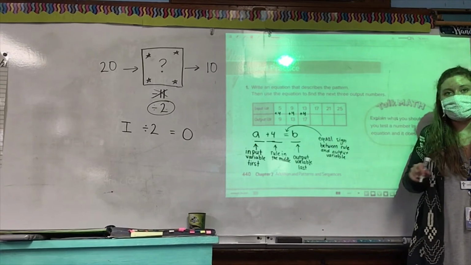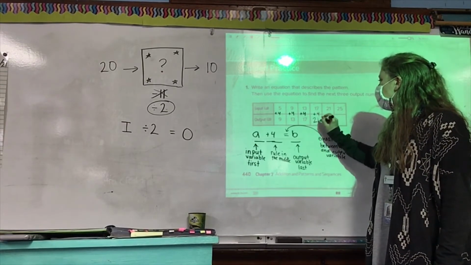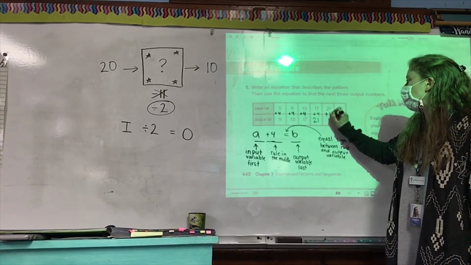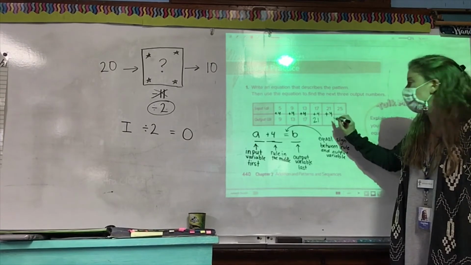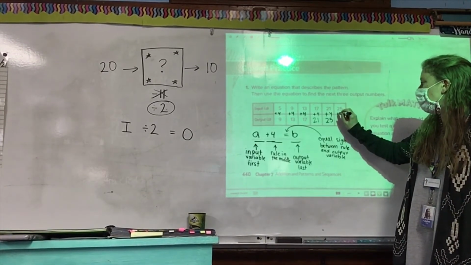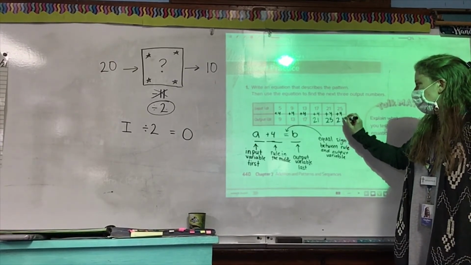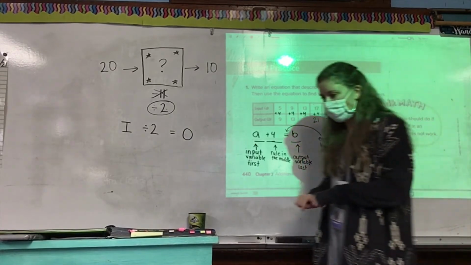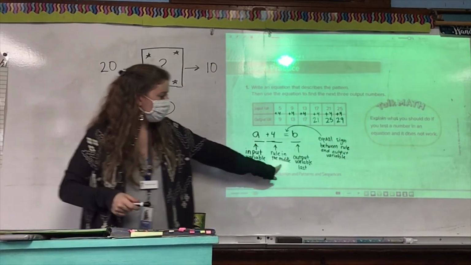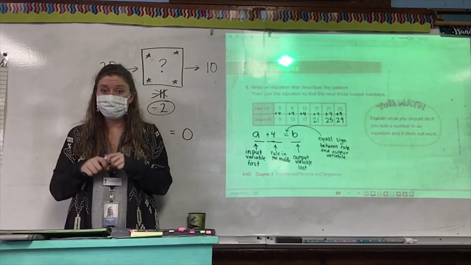So what do we do to 17? Add 4. Which equals 21. What do we do to 21? Add 4, which equals 25. What do we do to 25? Add 4, which equals 29. Very good. Everybody with me? Do you have all this written so that you know exactly where everything goes?